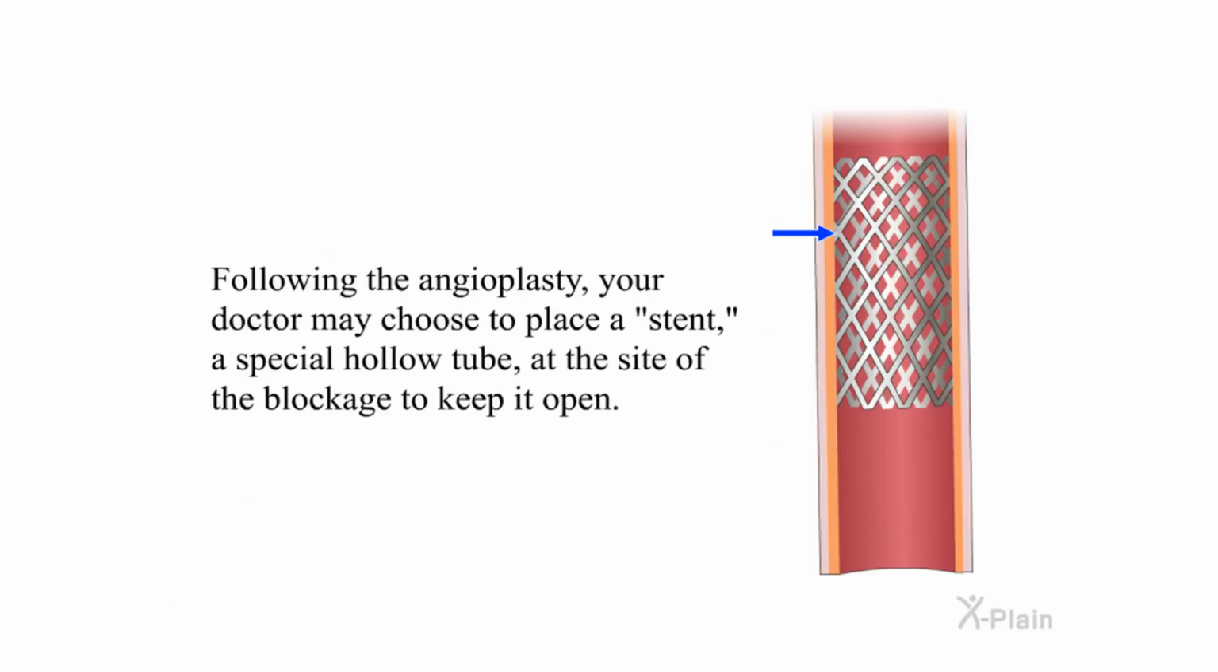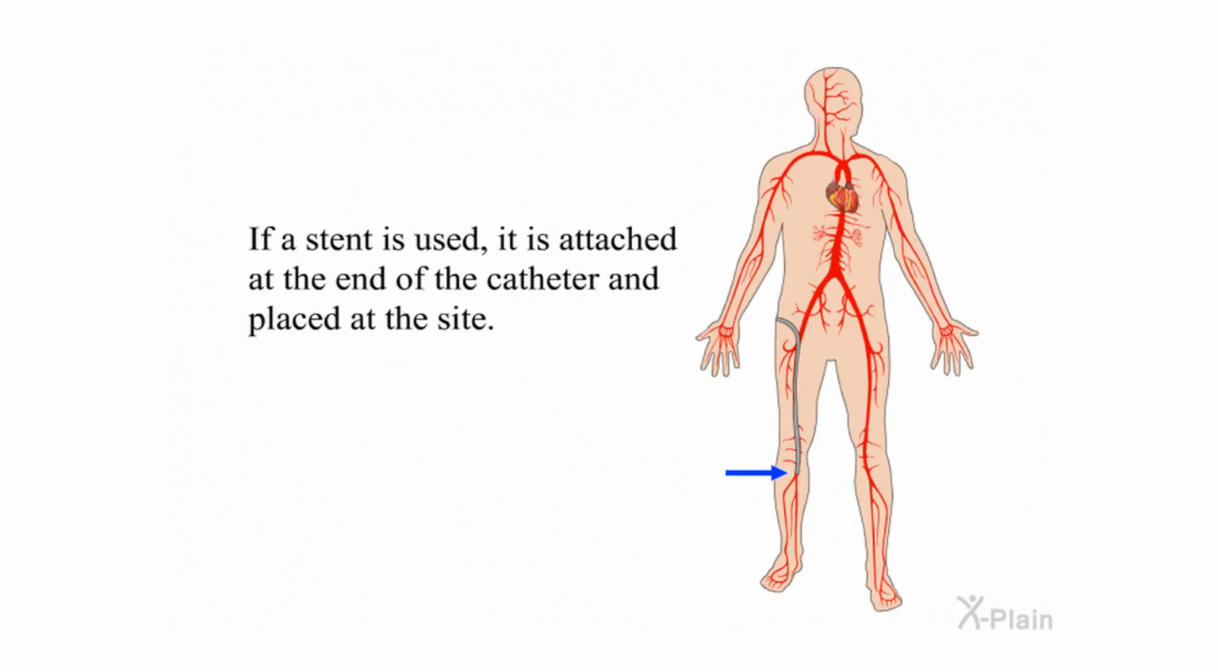Following the angioplasty, your doctor may choose to place a stent, a special hollow tube at the site of the blockage to keep it open. If a stent is used, it is attached at the end of the catheter and placed at the site.